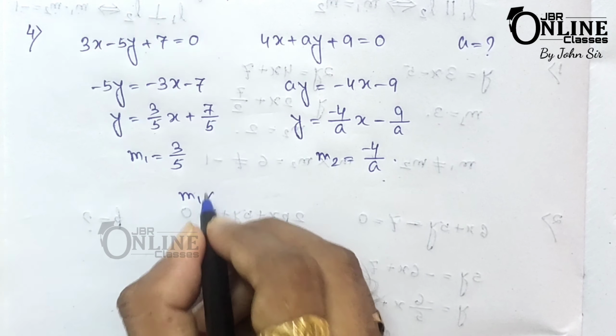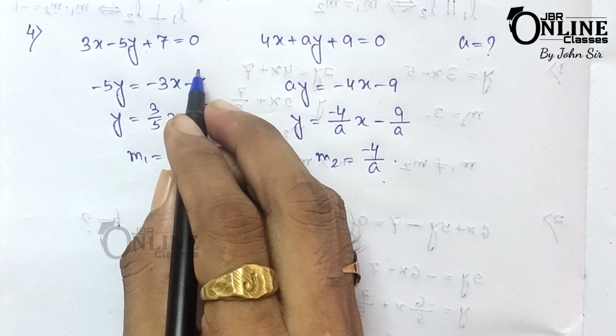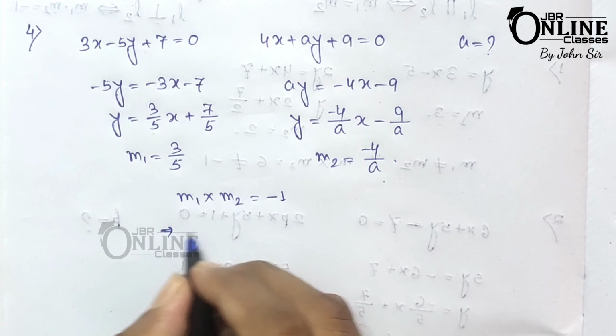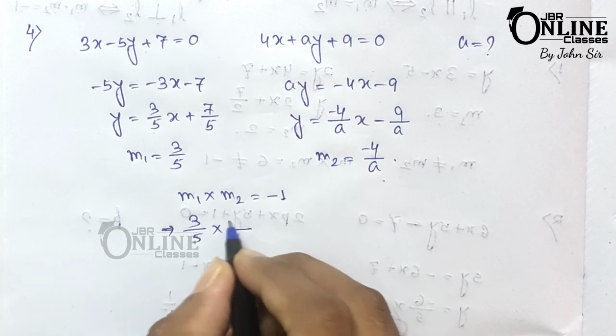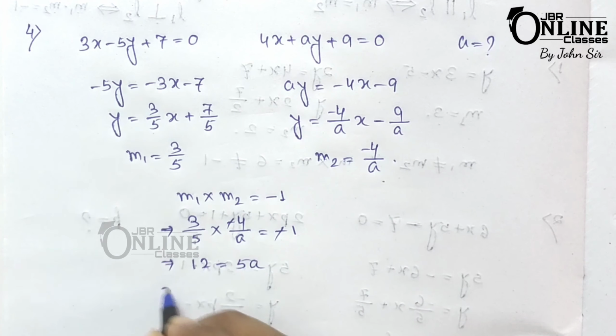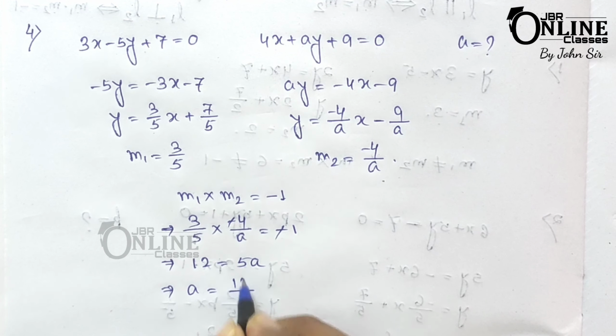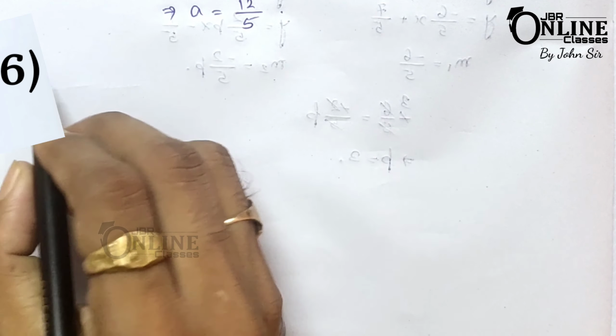Now as m1 into m2 equal to minus 1, as these two lines are perpendicular, so that means 3 by 5 into minus 4 by a equal to minus 1. So minus minus cancel out. Now here 12 equal to 5a. So from that a equal to 12 by 5. That is the answer. Now sum number 5.